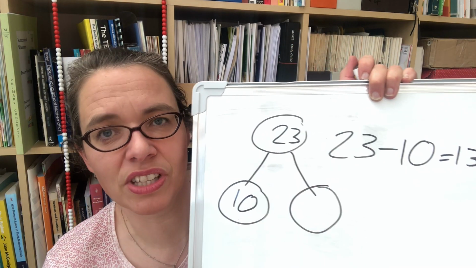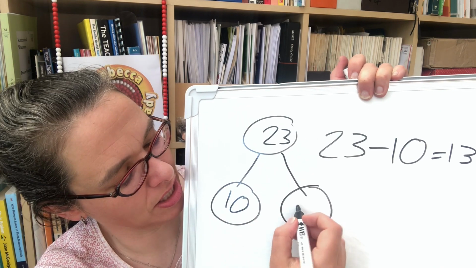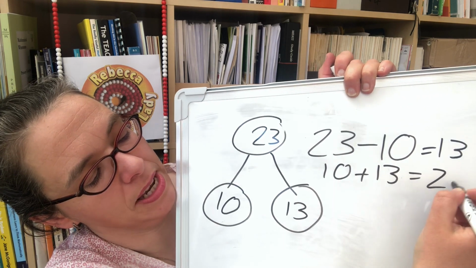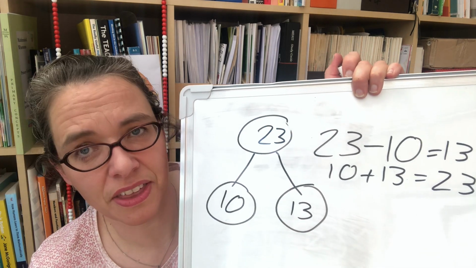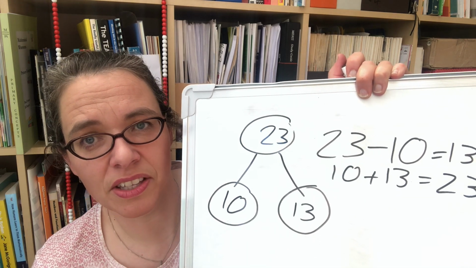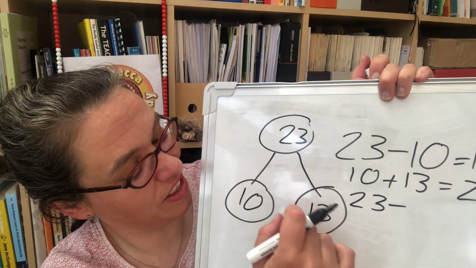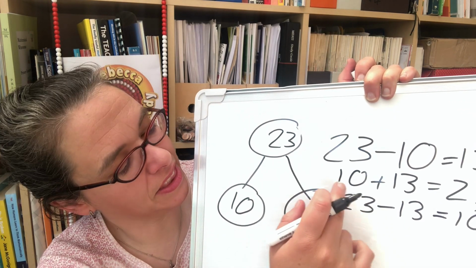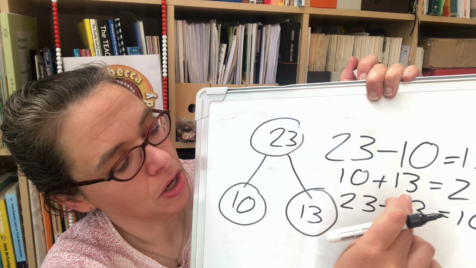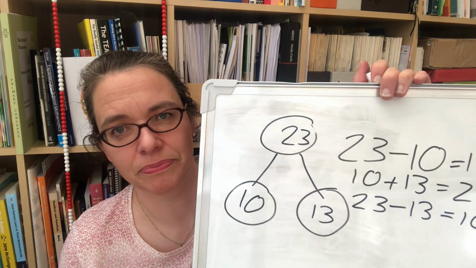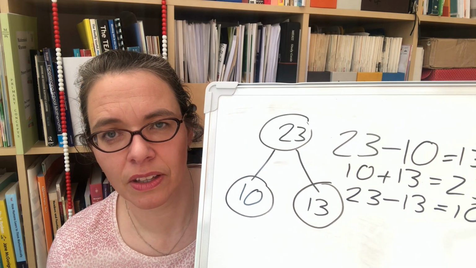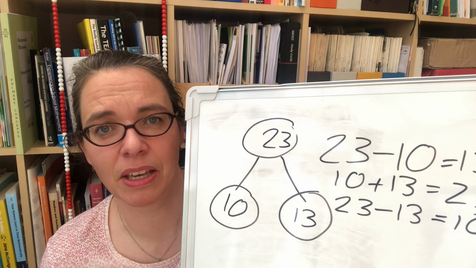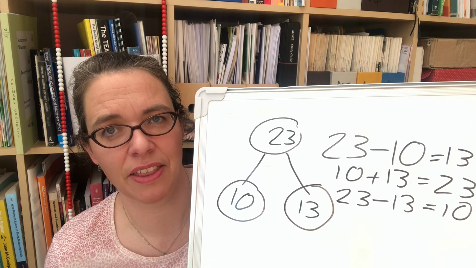And this diagram also shows you that there are two linked calculations. One is that 10 add 13 is 23, and the other is another subtraction. It's 23 subtract 13 is 10. And people often add the other addition as well into this family, which is 13 add 10 is 23. That's a calculation family. And it's really powerful to think about addition and subtraction together.